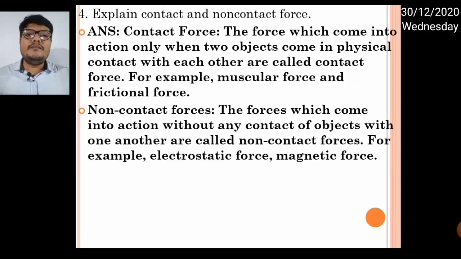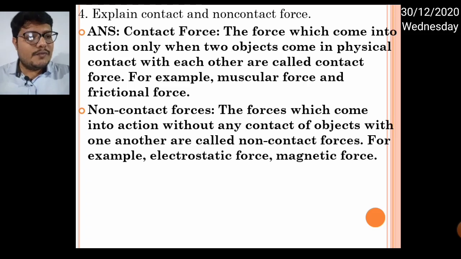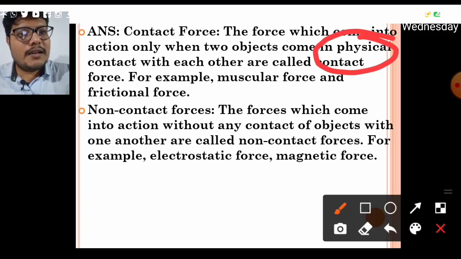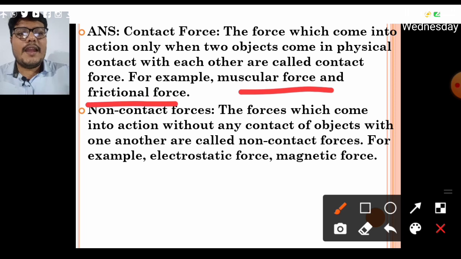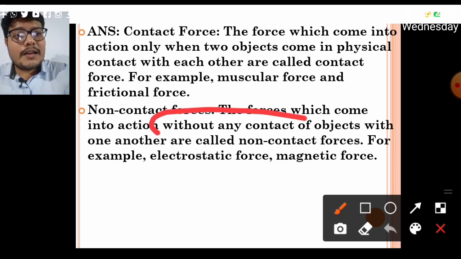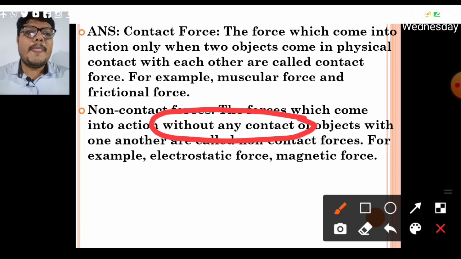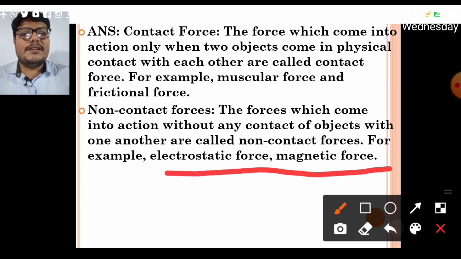See here, contact force is the force which comes into action only when two objects come in physical contact. Here this word is very important: physical contact. Physical contact with each other is called contact force. For example, as I told you, muscular and frictional force. Okay, next one is non-contact force. The force which comes into action without any contact is known as non-contact force. For example, here electrostatic force and magnetic force are written.